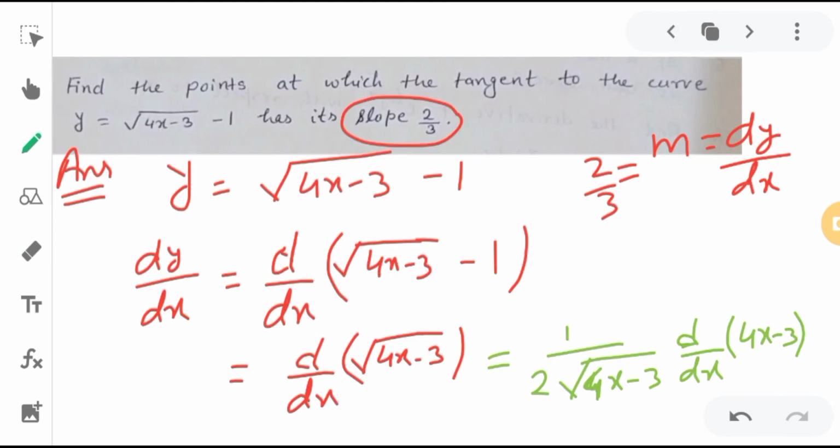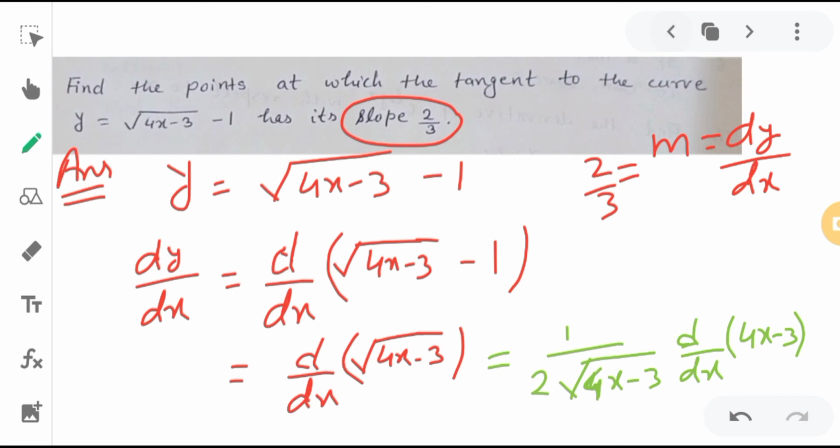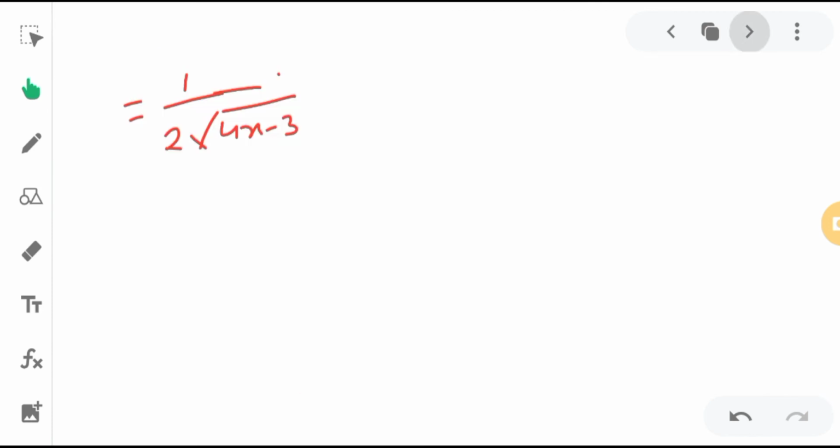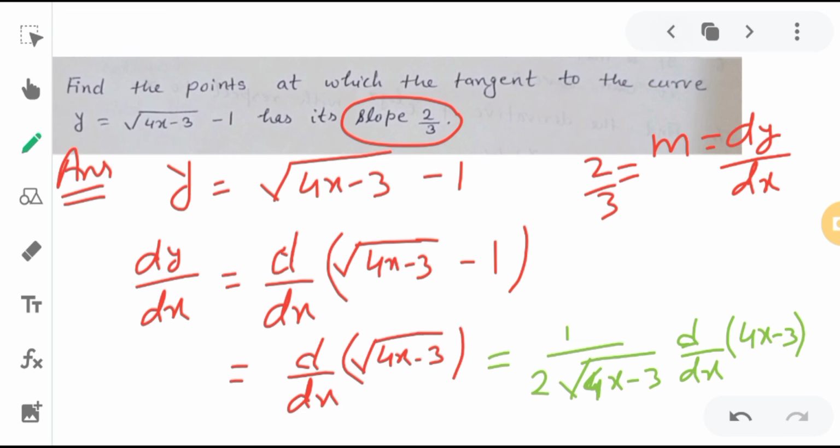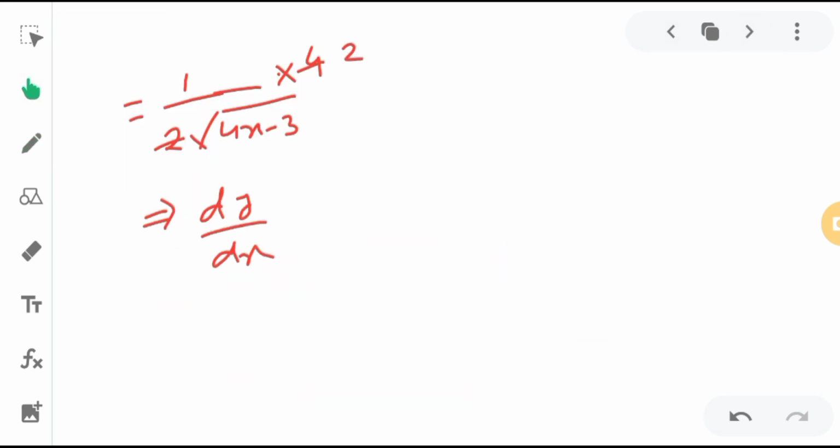So I will write in the next step, half square root of 4x minus 3 into the derivative of 4x minus the derivative of 3. The derivative of 4x will be 4 into the derivative of x, which is 1. So I will write 4, and minus 0, so I am not writing it. When you calculate, 2 2s are 4. So finally you will get dy upon dx, because we were finding dy upon dx. Left side was dy upon dx, and on the right side we got 2 divided by square root of 4x minus 3.